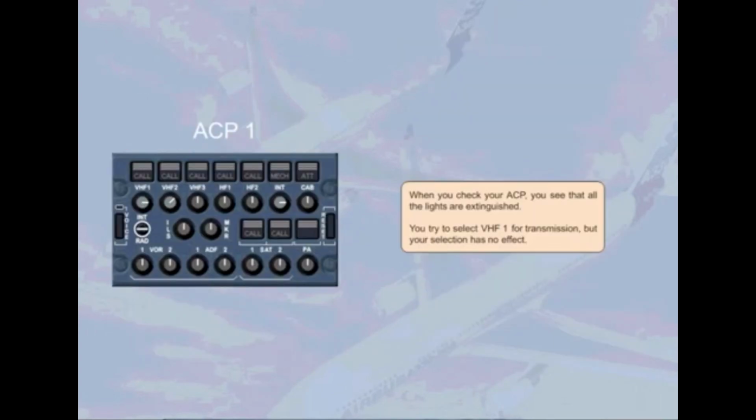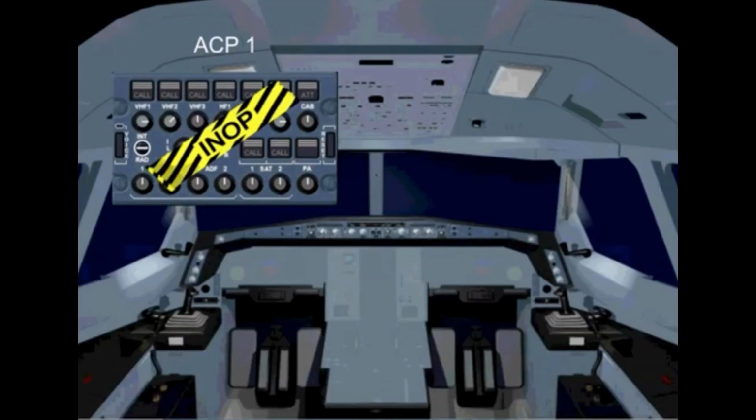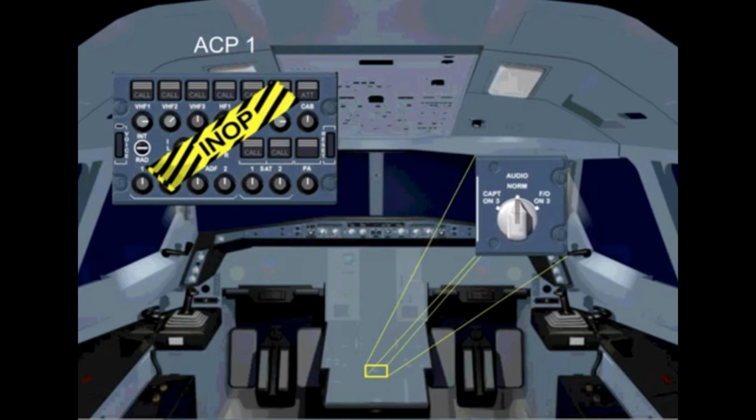When you check your ACP, you see that all the lights are extinguished. You try to select VHF 1 for transmission, but your selection has no effect. As you were using ACP 1, you can recover audio control through ACP 3 by selecting the Captain on 3 position on the audio switching selector located on the center pedestal.